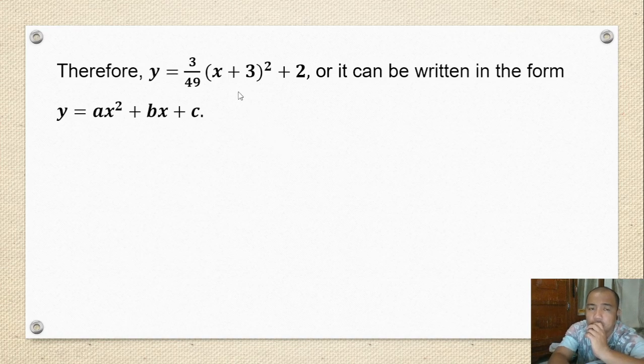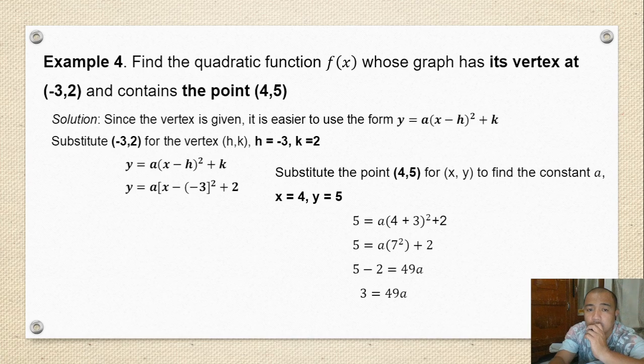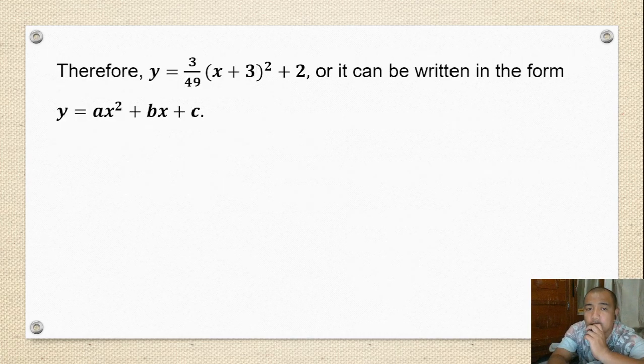So, substituting in the vertex form, the equation of the quadratic function is y equals 3 over 49 times the quantity x plus 3 squared plus 2, since the vertex is negative 3, 2. So we have here x plus 3 quantity squared plus 2.